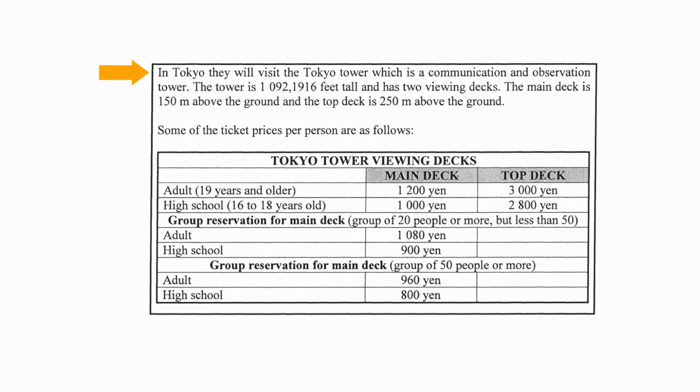The tower is 1,092.1916 feet tall and has two viewing decks. The main deck is 150 meters above the ground, and the top deck is 250 meters above the ground. Some of the ticket prices per person are listed in a table.